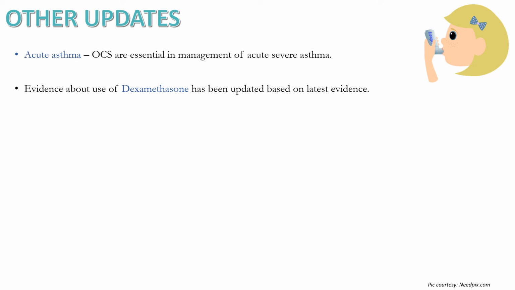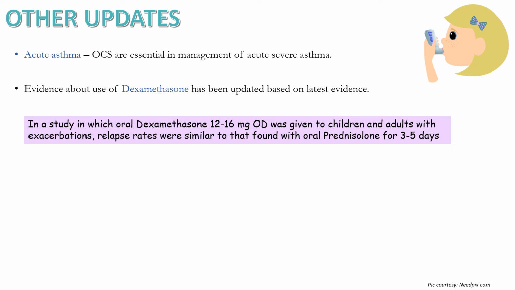Evidence about the use of dexamethasone has been updated, like in a study in which oral dexamethasone 12 to 16 mg OD was given to children and adults with exacerbation. Relapse rates were similar to that found with oral prednisolone for 3 to 5 days. So not much of a benefit of adding dexamethasone.